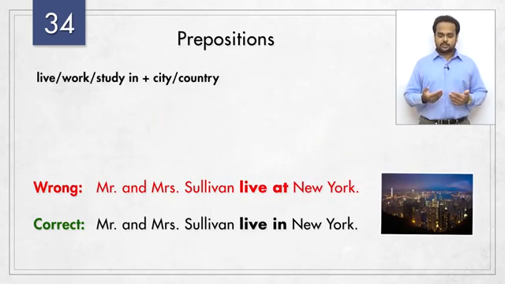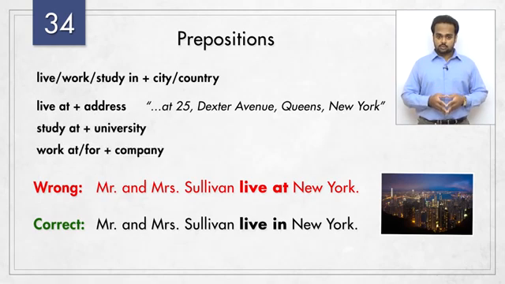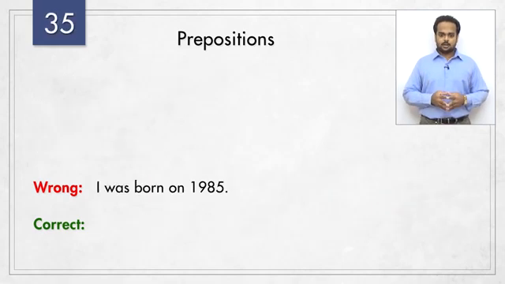For permanent situations like living, working, or studying in a city or country, we use the preposition in. But we use at when we talk about living at an address. Mr. and Mrs. Sullivan live at 25 Dexter Avenue, Queens, New York, for example. If you are a student, you study at a university. If you work, you can work at or for a specific company. Both prepositions are okay.